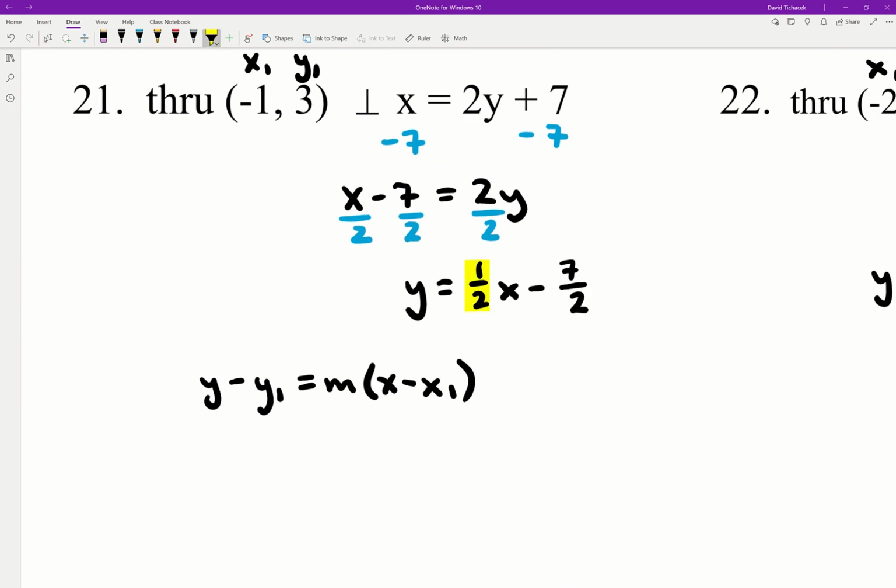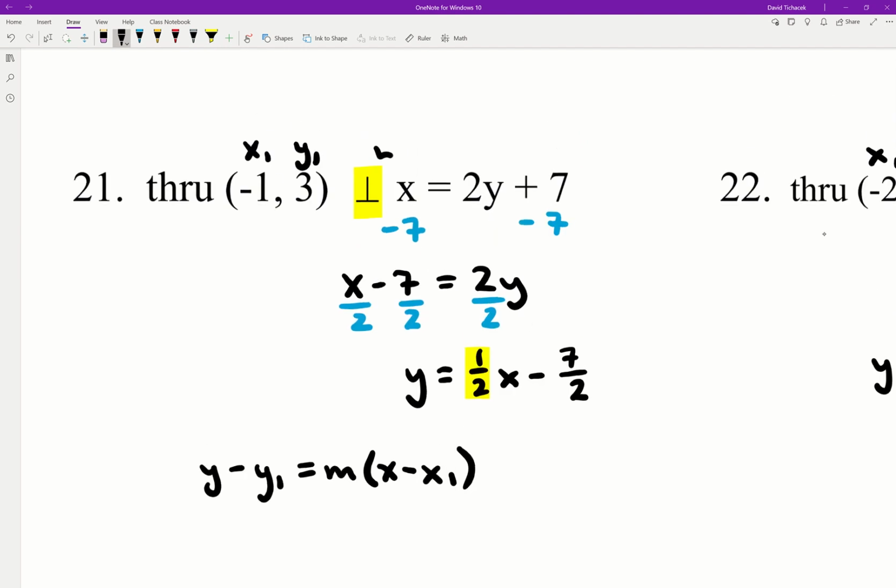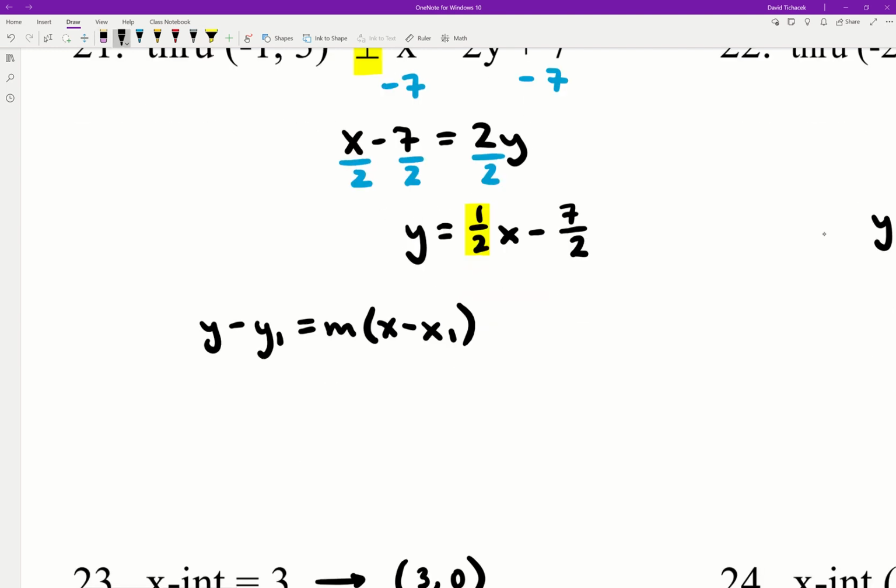we get this slope, 1/2, and we also want to be perpendicular. So remember that when you are perpendicular, your slopes have to be opposite reciprocals of each other. So if my first slope is a positive 1/2, then I'm going to have -2 over 1 as the opposite reciprocal of that, and of course it's going to make -2 for the slope that I need for my perpendicular line.